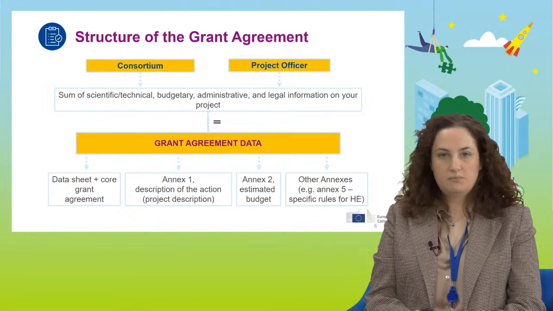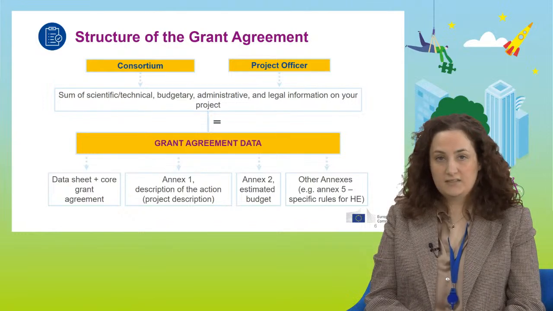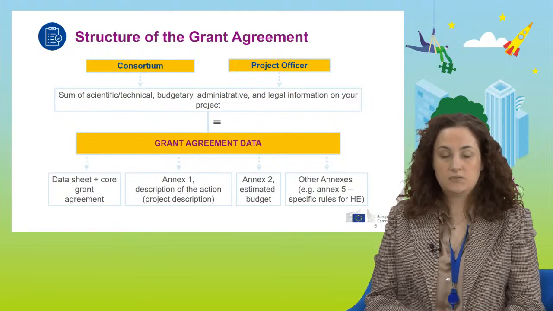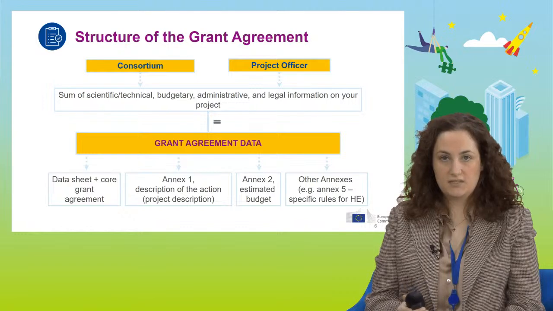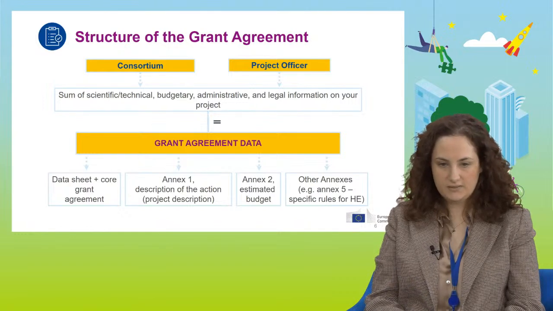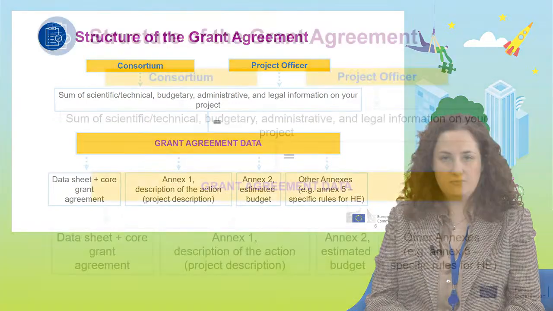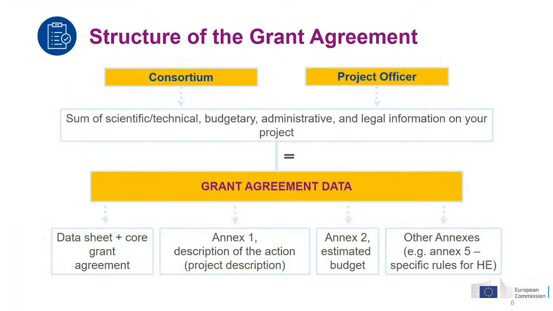Then attached to this main core of the grant agreement will be the annexes. Most notably, we have the first annex, which is the description of the action, and we are going to see it in detail in the following slides. We have Annex 2, which will be the estimated budget that will be appended. And then depending on the programs, we have other annexes, specifically for Horizon Europe. In Annex 5, for example, we have some specific rules that relate to the IPR transfers, to dissemination obligations, ethics, security, and other specific rules for Horizon Europe.